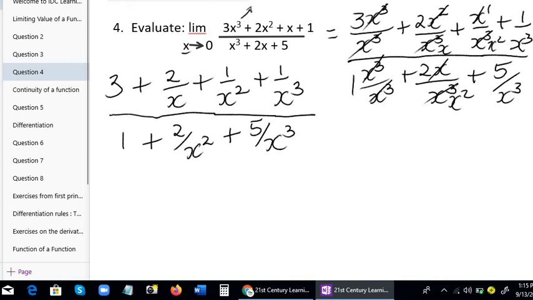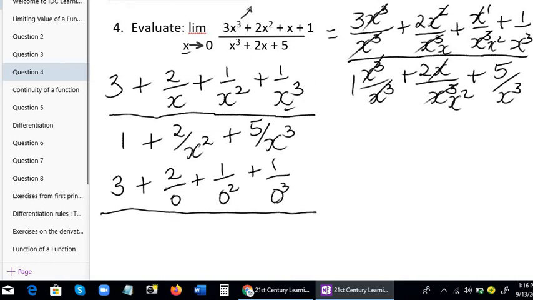Okay, is this clear? Now, at this point, we can now plug in the value of x. So you can see that I have to simplify first. To do that, I'll have 3 plus 2 divided by, replace this x with 0, 0 squared, plus 1 divided by 0 squared, plus 1 divided by, replace this x with 0, 0 cubed.